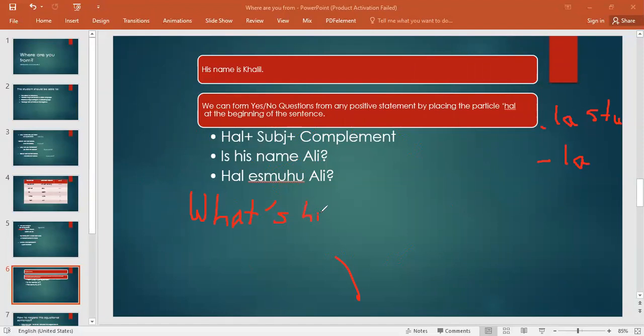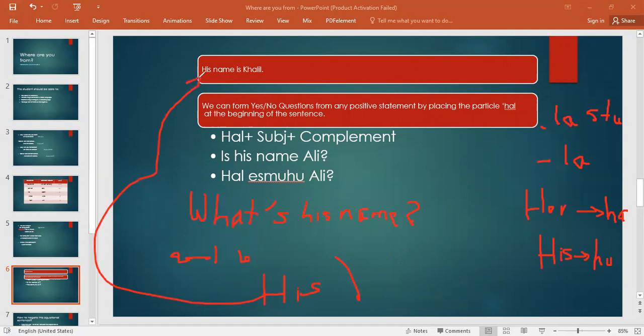What's his name? Okay. طيب. Whenever you're asking about a thing, and name is a thing, what do we use? ما. So ما is used to ask about a thing. Name is what? اسمه. طيب, his. What's her name? So her is ها. Okay, his is what? هو. So here, what's his name is ما اسمه.